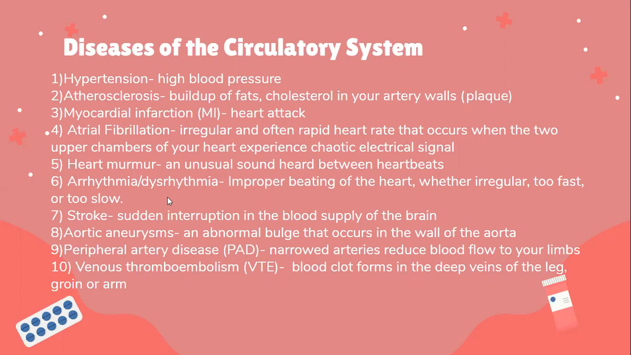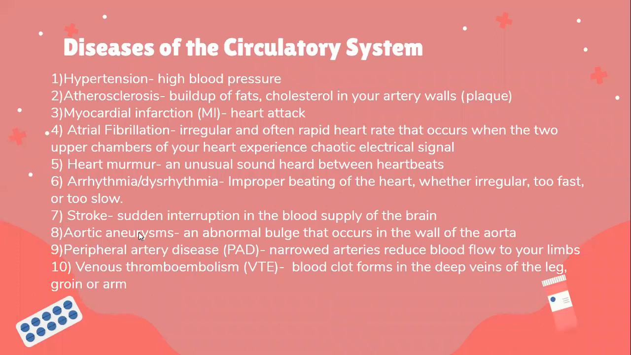Then we have arrhythmias and dysrhythmias, which are basically both improper beatings of the heart, like atrial fibrillation. It can be irregular, too fast, or too slow. A stroke is the sudden interruption in the blood supply of the brain. Strokes and heart attacks are both the number one leading causes of death in the United States. It's kind of like a heart attack, but there's no blood to your brain instead of your heart. And when your brain doesn't get enough blood, that has disastrous consequences for the rest of your body, and it's very, very deadly.